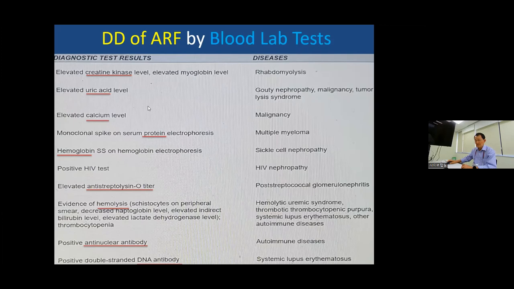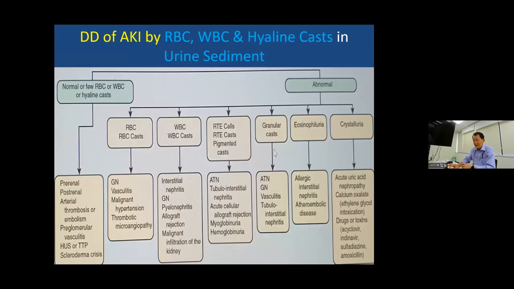So again, in clinics, using all this sort of laboratory test, we make a differential diagnosis: calcium, protein, hemoglobin, or anti-nuclear antibody, and this kind of thing. You have to check when you interpret the renal study, you have to know this kind of thing. And certainly in differential diagnosis, again, simple blood test, urine sediment, you differentiate it basically.